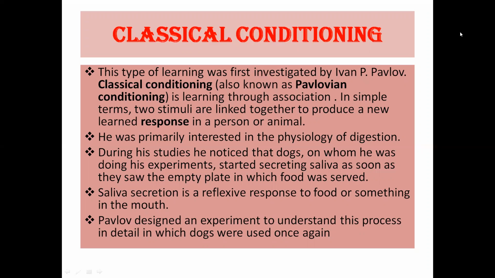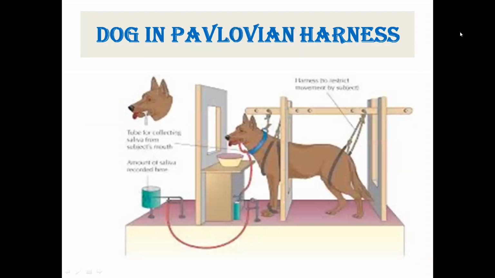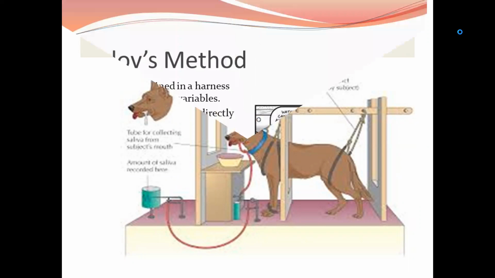Saliva secretion is a reflexive response to food or something in the mouth. So Pavlov designed an experiment to understand this process in detail, in which the dogs were used once again. Now you can see this entire setup in which the dog has been put inside a chamber and how his mouth has been connected with the help of a tube to a measuring glass. Let us understand this experiment in detail.